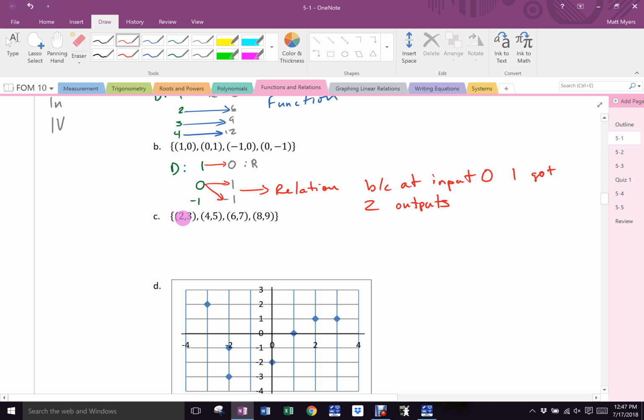So you guys do the last one. What's the domain? What's the range? What's the categorization? Relation or function? What's the domain? 2, 4, 6, 8.